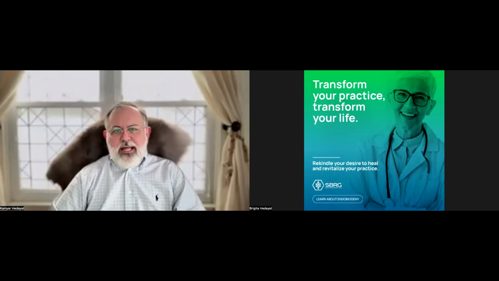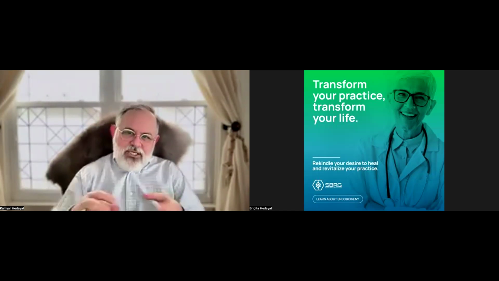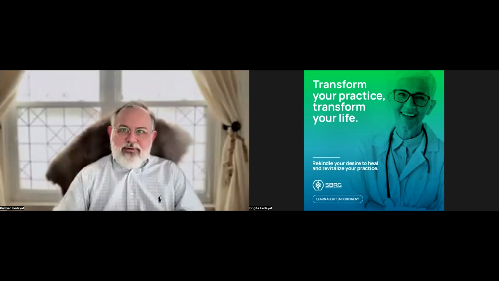Listening to the patient allows you to understand how the global physiology is expressing itself within a specific area of dysfunction. Nothing is isolated in endobiogeny, and everything is interconnected. So listening to the patient and creating a patient-centered model of care is really crucial to the success of endobiogeny.